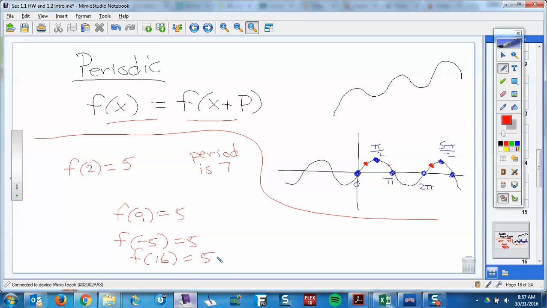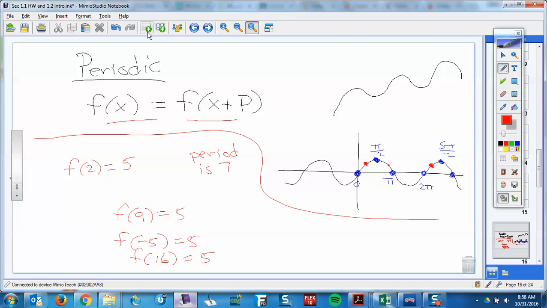Do I know any other values of that graph? I didn't tell you anything else about the graph. So do I know f of 4? No. F of 5? No. F of 6? No. But there's a bunch of them I do know, right? So that's thinking of periodic in a little different way. We're so tuned into thinking of the sine graph and 2 pi and that kind of period. Just understand what that means, periodic.